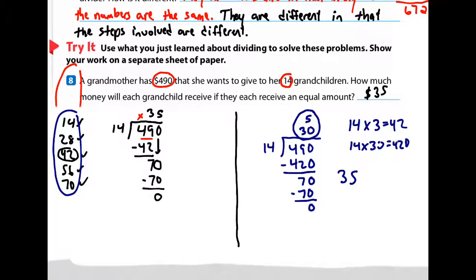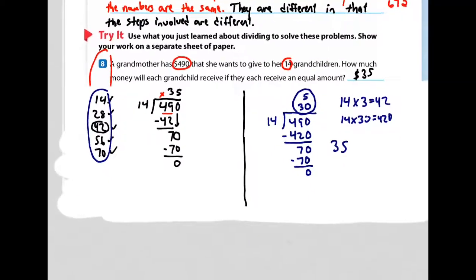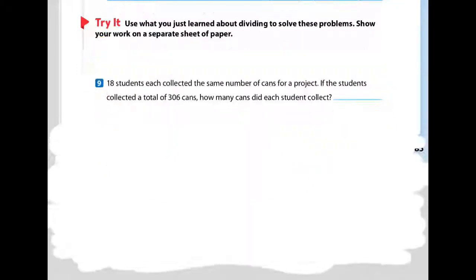All right, so remember, one of those ways you did on your own, one of those ways you did with me. Okay, you ready for number 9? Let me get number 9 ready. Okay, so now I have number 9 focused. So it says 18 students each collected the same number of cans for a project. If the students collected a total of 306 cans, how many cans did each student collect? So here's why it's division. You are taking these 306 cans and splitting them up for the 18 students because each student collected the same number of cans. So 306 cans split into 18 groups.